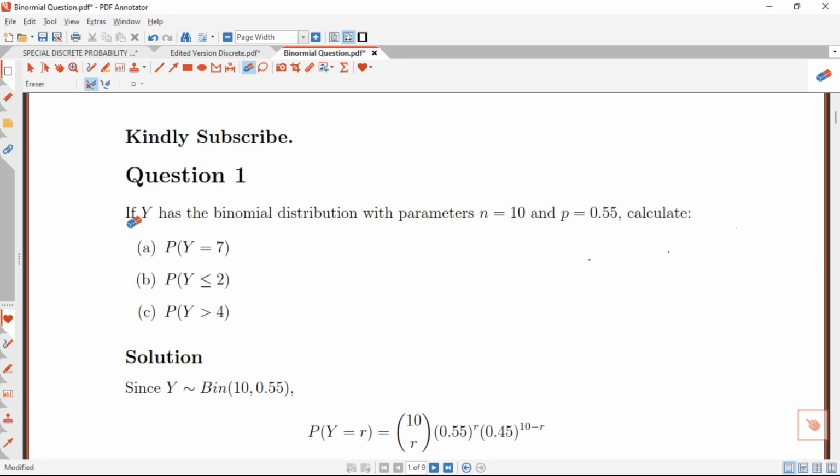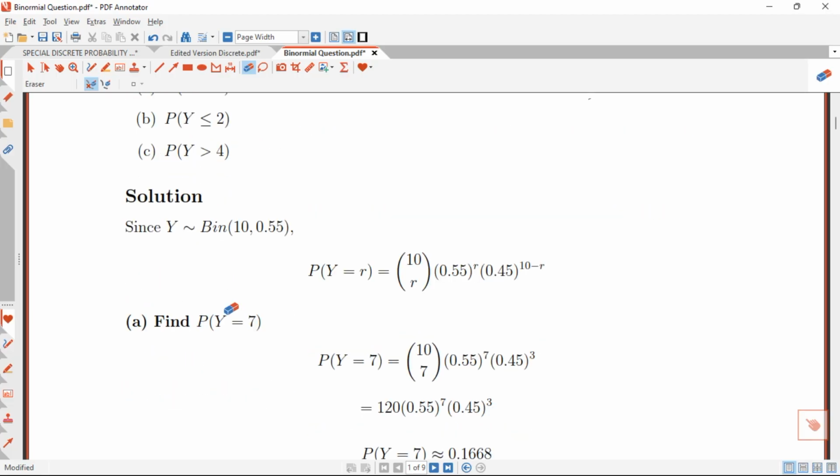Our first question says that if y has the binomial distribution with parameters n equal to 10 and p equal to 0.55, calculate the probability that y is equal to 7, the probability that y is less than or equal to 2, and the probability that y is greater than 4. Here we can see clearly that our n was given to us as 10 and our p was given as 0.55. So this is the summary of the parameters given to us.